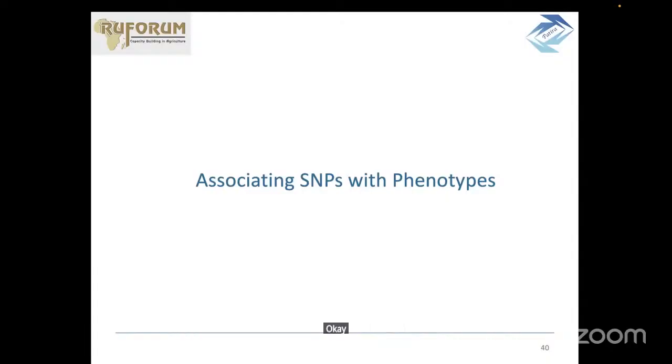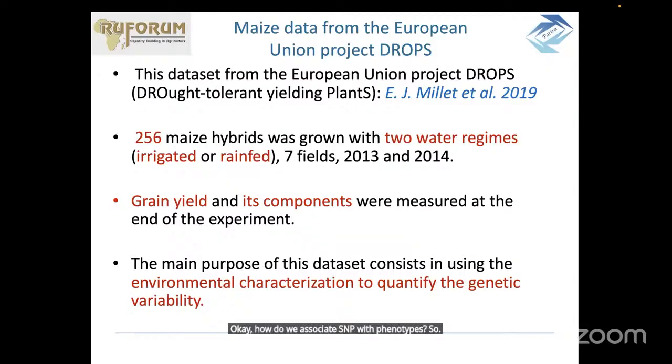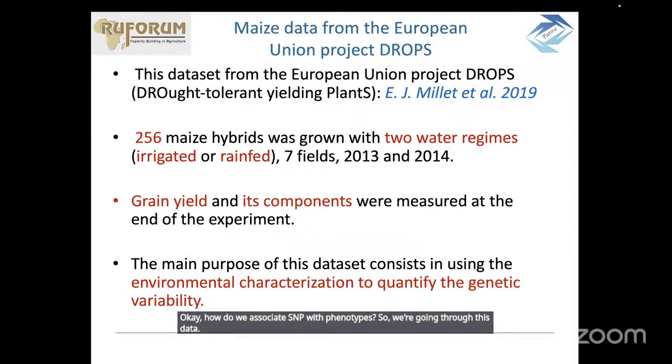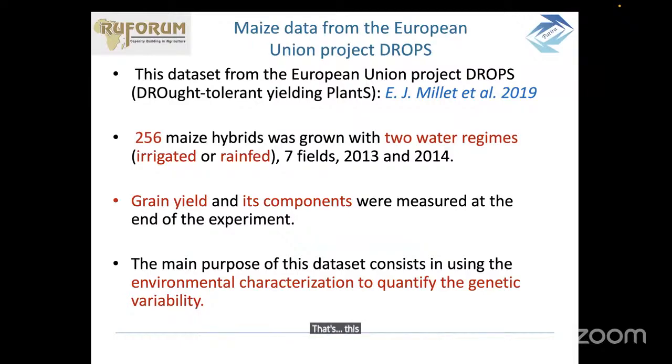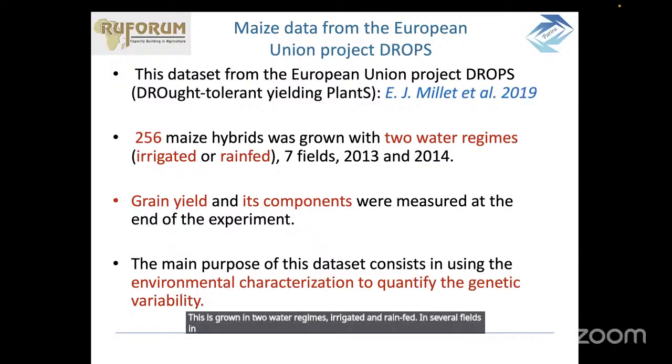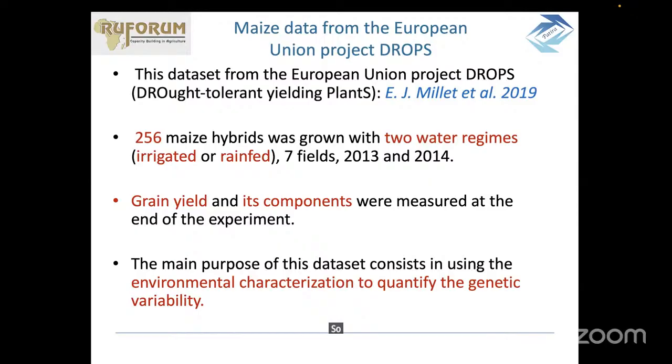Okay, how do you associate SNPs with phenotypes? So we're going to use data from work that was done and published by the European Union. What they did, they had 256 maize hybrids. These were grown in 2 water regimes, irrigated and rain-fed, in 7 fields in 2013 and 2014. So they collected information on grain yield and its components, and so forth. The main purpose of this was to use the environment to characterize genetic variability.